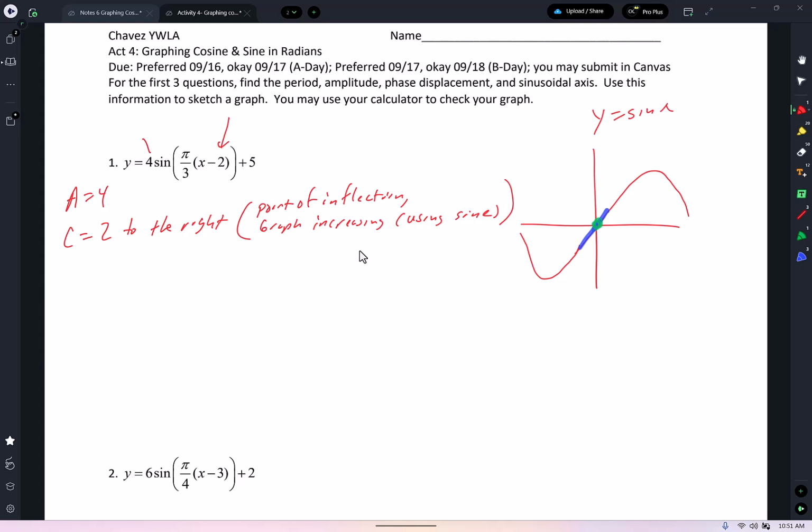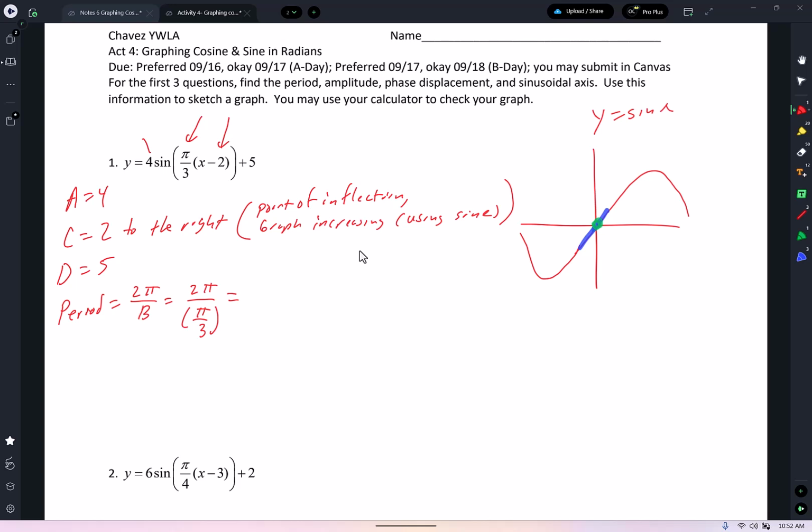And then let's see, the midline is 5, and this pi over 3 is going to help me get my period. I don't know if you guys can see it, but the period is 6. If you don't see it, it's okay. Let me start again. Period equals 2 pi divided by b. The b is pi over 3. 2 pi divided by pi over 3.